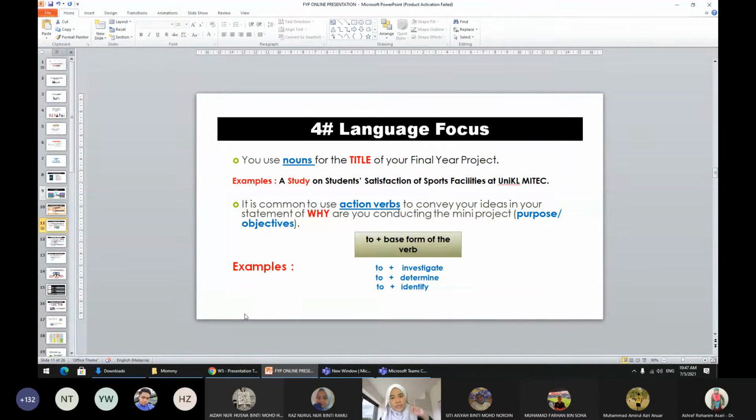Okay, so you just have to know that when it comes to explaining your research objectives, there is a certain part of speech that you should use. For example, for your title, definitely you have to begin with nouns, kata nama. Example: a study on student satisfaction of sport facilities at UniKL MITEC. A study on all this technical and scientific stuff that you are doing. A study on yada yada yada.